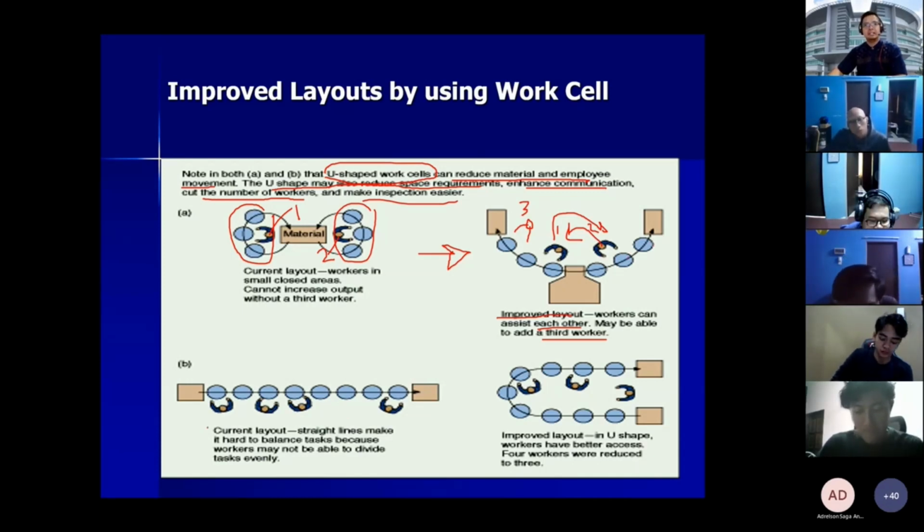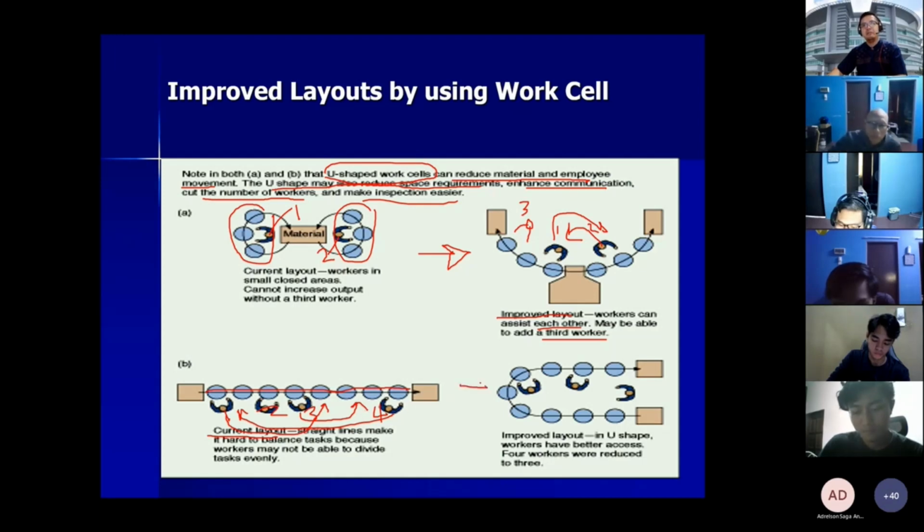Same goes for this one. The current layout is a straight line. You see this straight line here? It involves 4 workers: 1, 2, 3, and 4. And balancing tasks is hard because workers might not be able to divide the tasks evenly. Somehow worker number 4 moves here, worker number 2 moves here, and worker number 3 will be moved here, because they are not able to divide the tasks evenly.